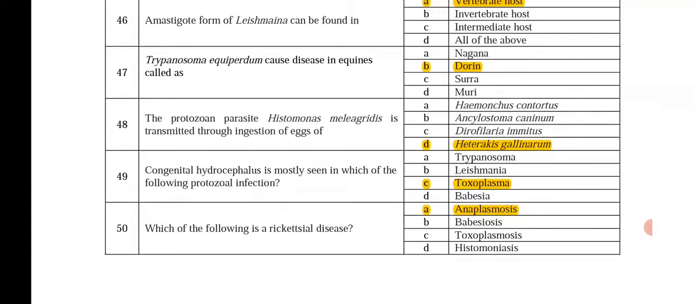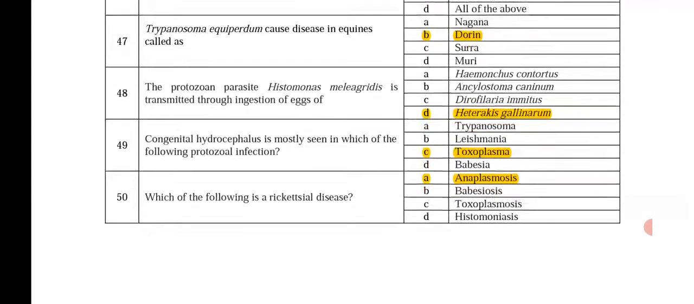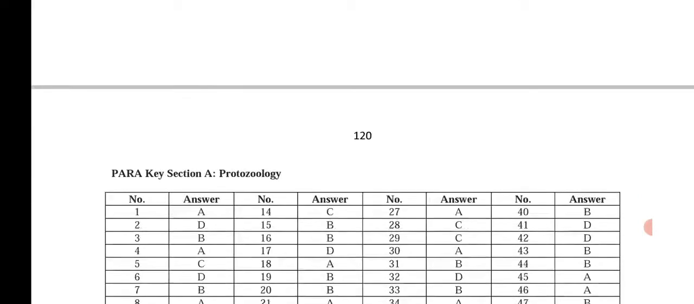Congenital hydrocephalus is mostly seen in which of the following protozoal infection? Toxoplasma. Which of the following is a rickettsial disease? Anaplasmosis.